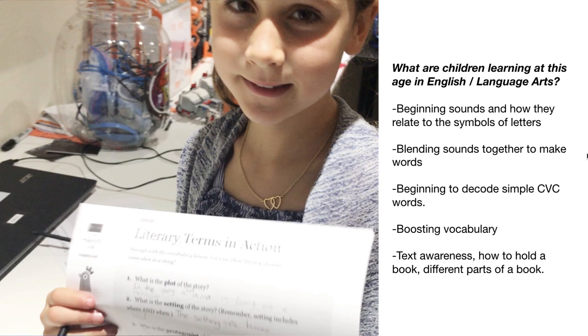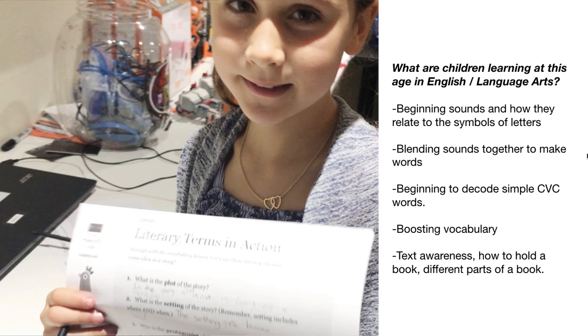So we begin by blending these sounds together to make words. We start with really simple words. So CVC, a consonant, vowel, consonant. So cat, bat, map, dad, all those really easy things that they can sound out themselves, so that kids are beginning to feel more confident with their reading and writing skills.